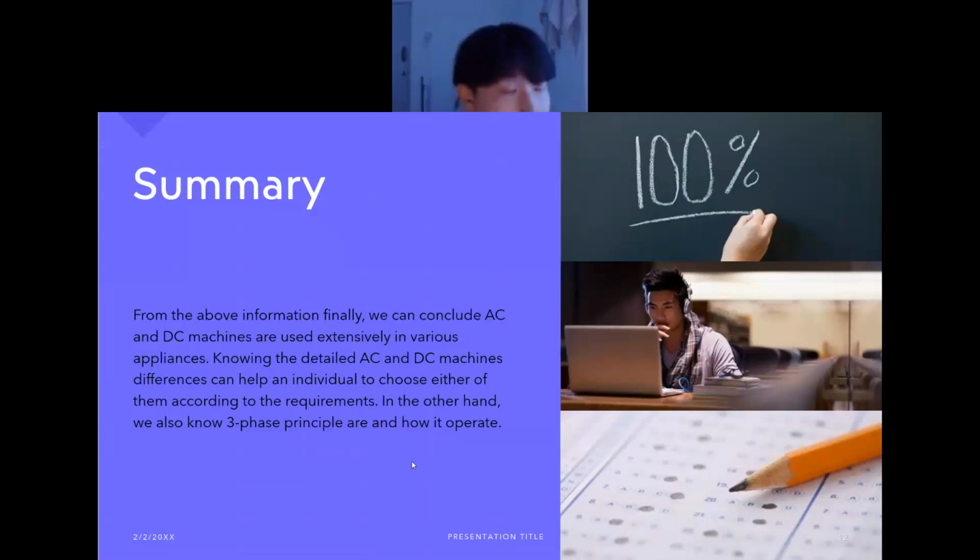Summary. For this conclusion, from the above information, finally, we can conclude AC and DC machines are used extensively in various appliances. Knowing the detailed AC and DC machine differences can help an individual to choose either of them according to their requirements. On the other hand, we also know what three-phase principles are and how it operates.